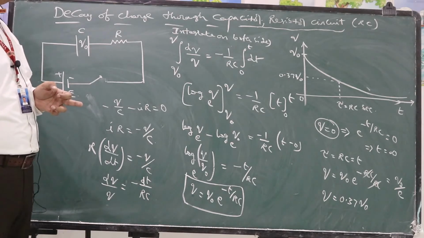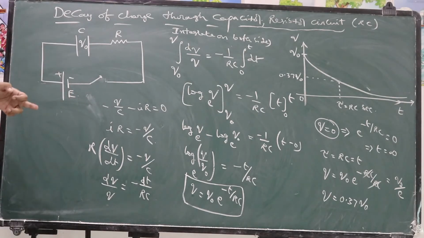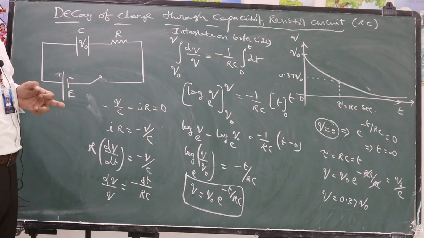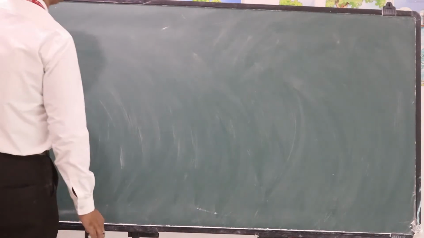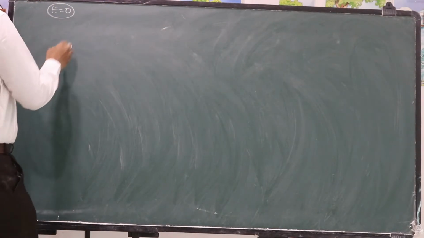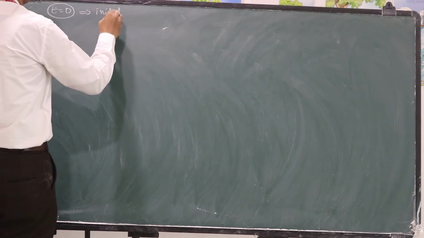So it is having its own importance while doing problems. Let us see one or two problems related to this. Before that, let us understand the behavior of CR circuit at different times. Now let us discuss the behavior of CR circuit at different times. Let me discuss at time t is equal to 0. At time t is equal to 0, this is called initial state.